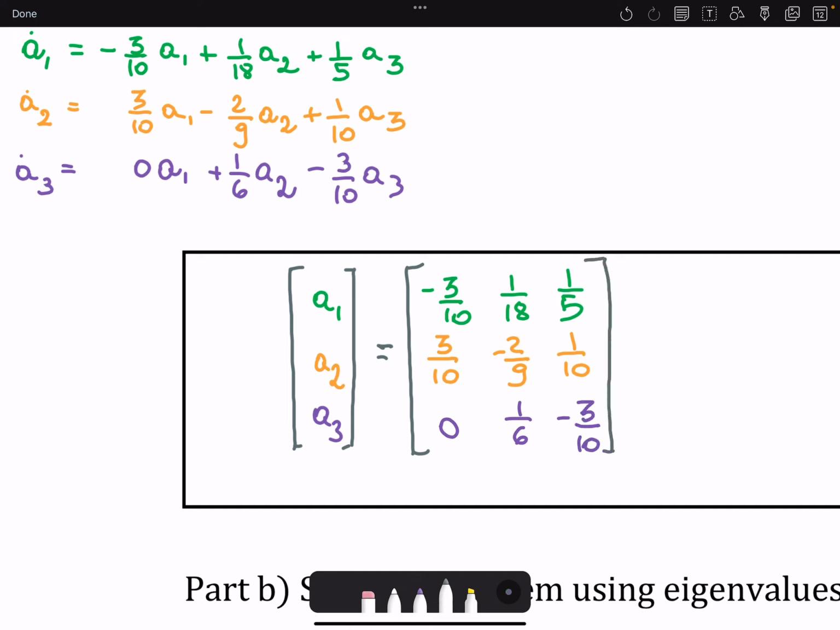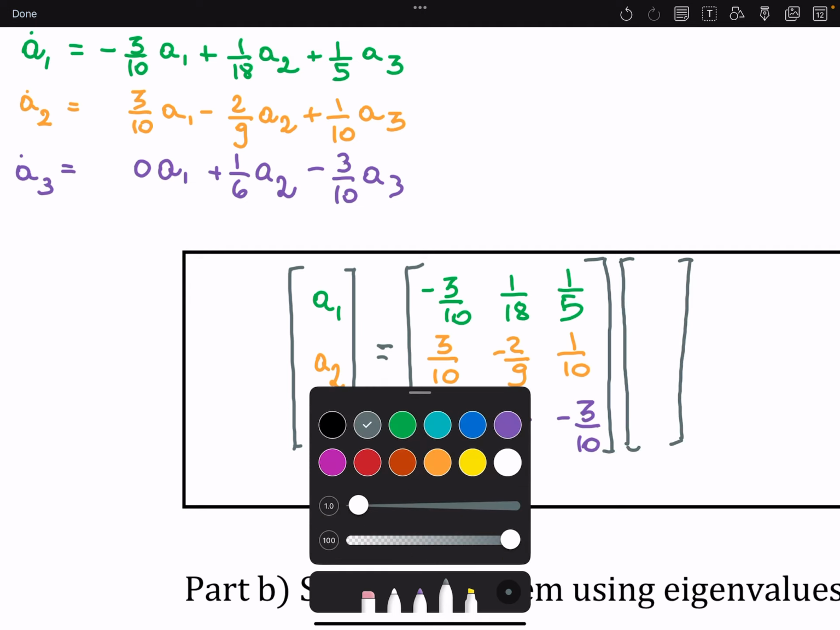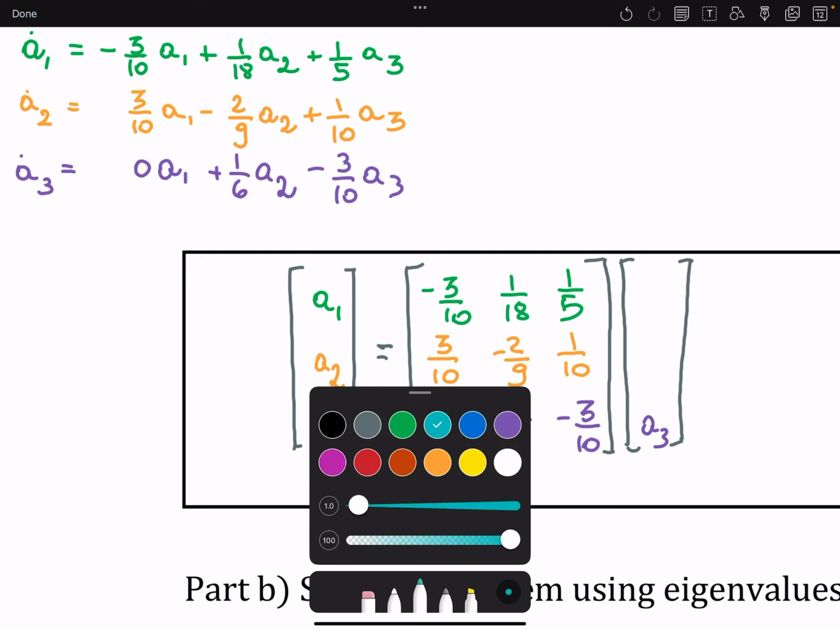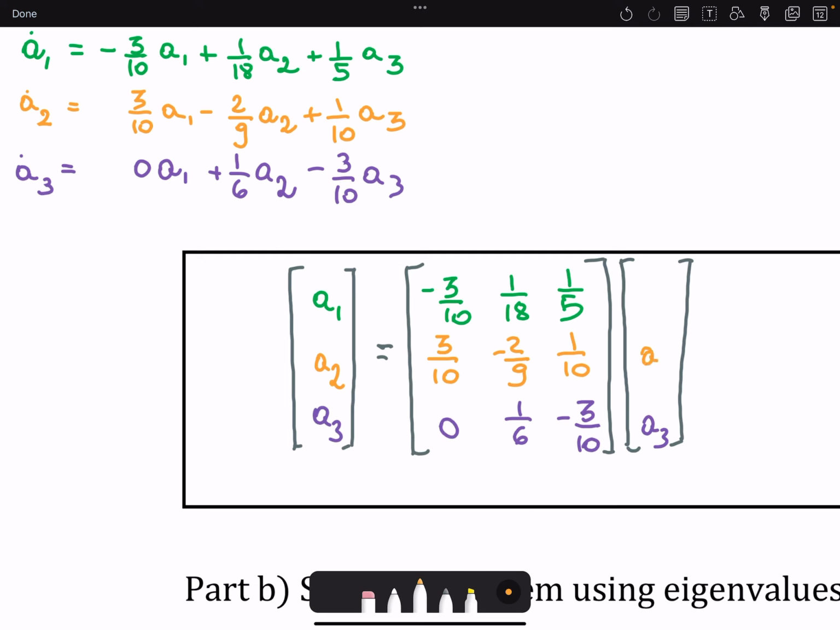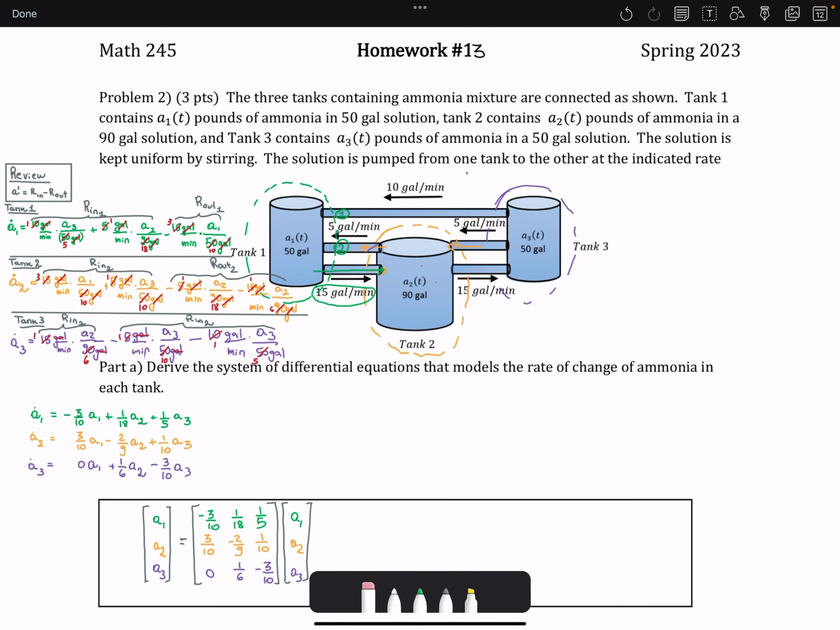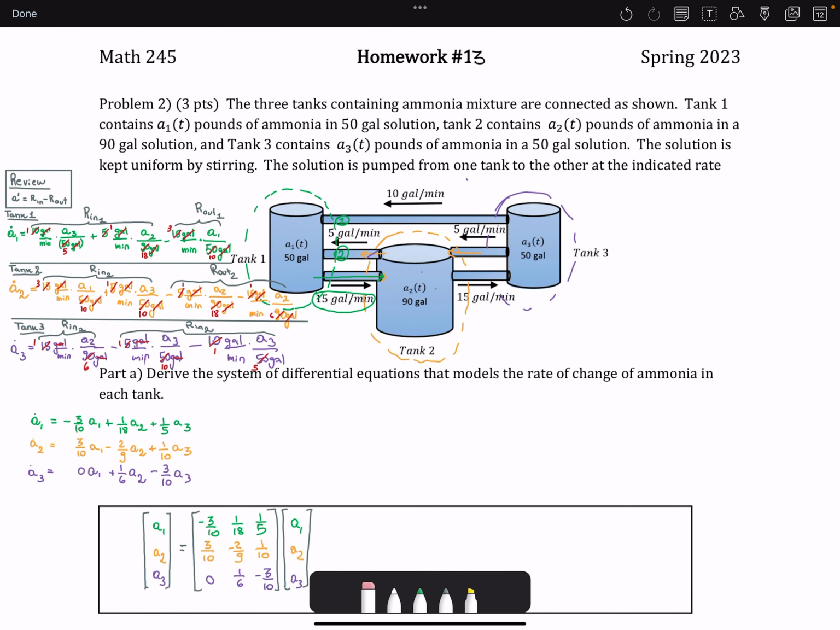Now we're going to close this up. And here we're going to have A sub 3, A sub 2, A sub 1. And I encourage you to do this and see that you will get this. So this is the answer to part A. I will see you in a second for part B.